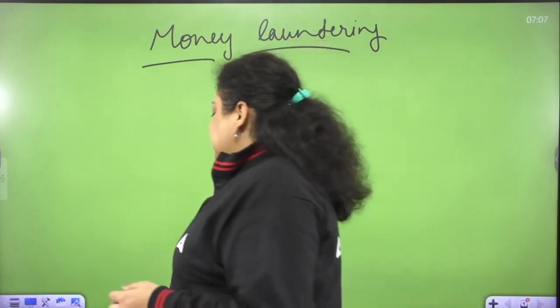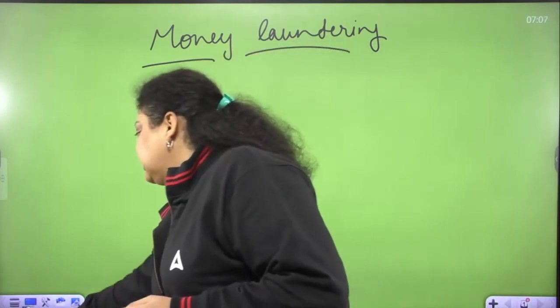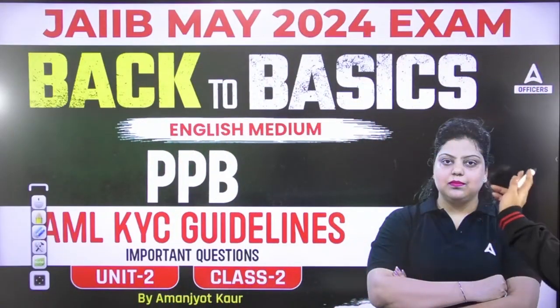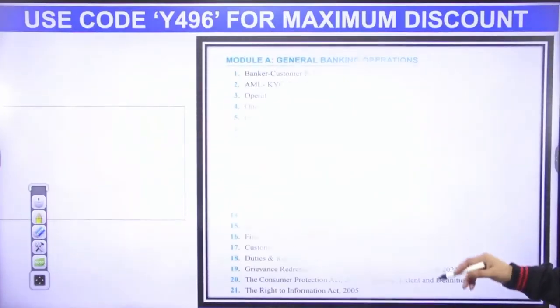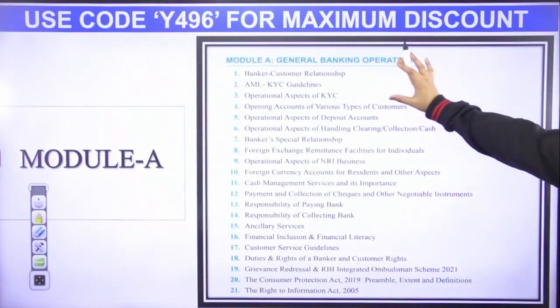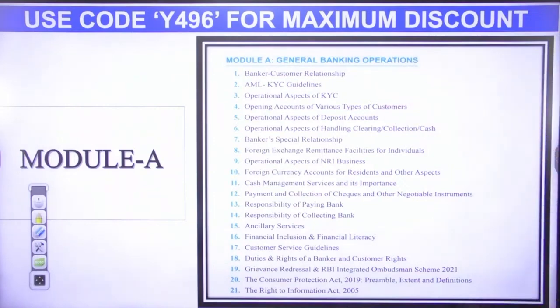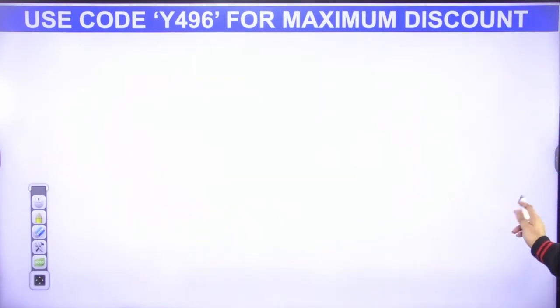This is the detail of the session that we are going to do today. We are going to discuss AML KYC guidelines, unit number 2 of your module A. Banker-customer relationship we have done in the last class. Today we are going to cover the AML KYC guidelines. So let's start from here.